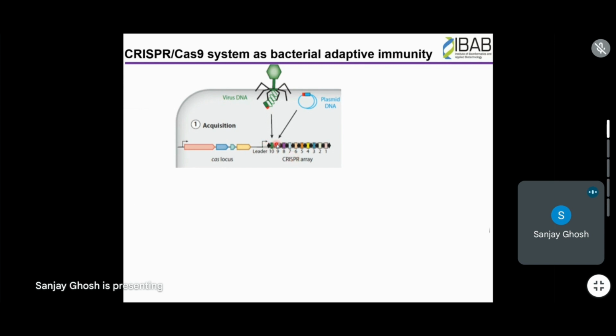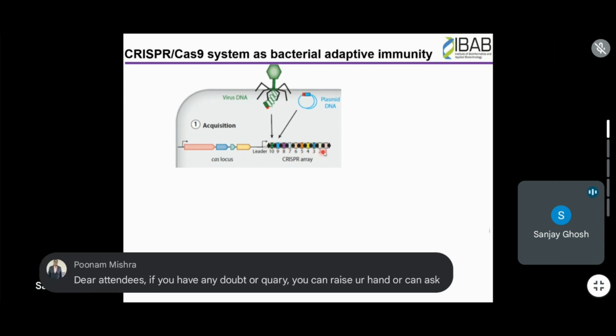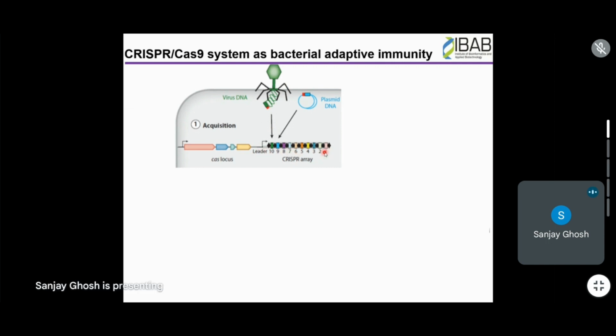That means there are very conserved sequences which are flanked by non-conserved sequences. These different color codes mean these are different sequences, and they are numbered from 1 to 10 here, but it can be longer also. Now, what are those sequences which are colored here? They are nothing but pieces of DNA around 20 to 22 nucleotides or base pairs long, which are taken from these phages which attack the bacteria.